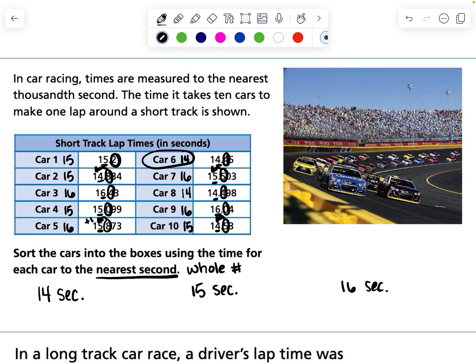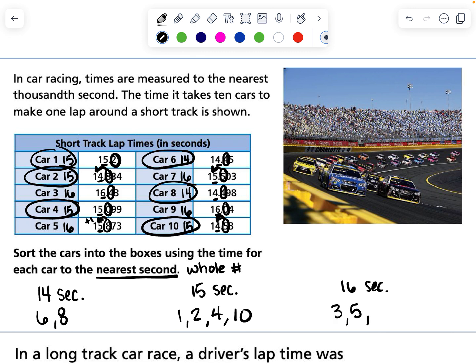If we look, car 6 and car 8 fall under category 14 seconds. Car 1, 2, 4, and 10 fall under the 15-second category, and those that remain, 3, 5, 7, and 9, all represent the cars that could run at 16 seconds per one lap.